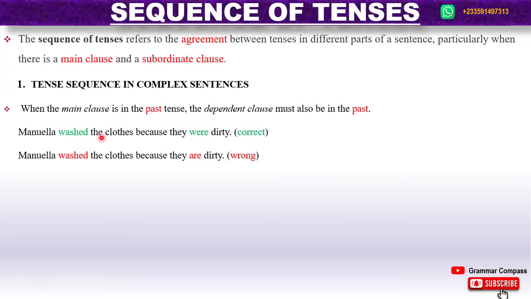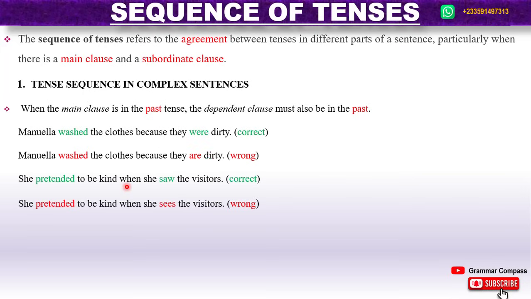Manuela washed the clothes because the clothes were dirty. So it will be wrong to say that Manuela washed the clothes because they are dirty. It means that there is no agreement of tenses between the main clause and the subordinate clause. Let us have another example.